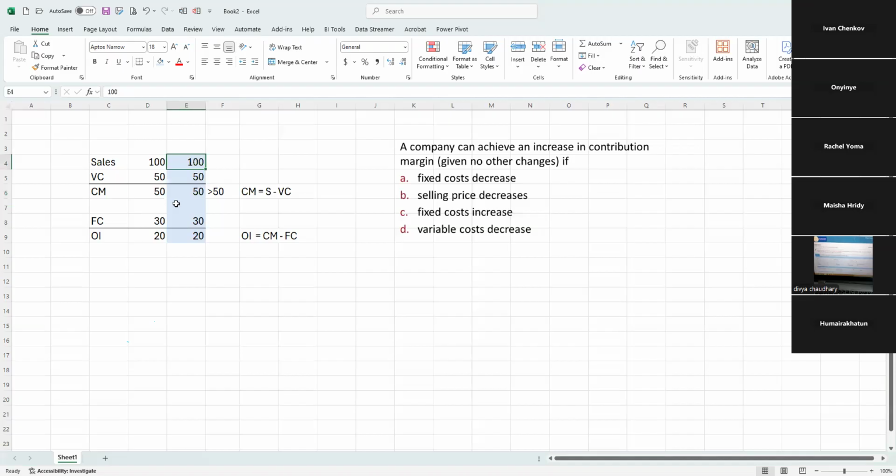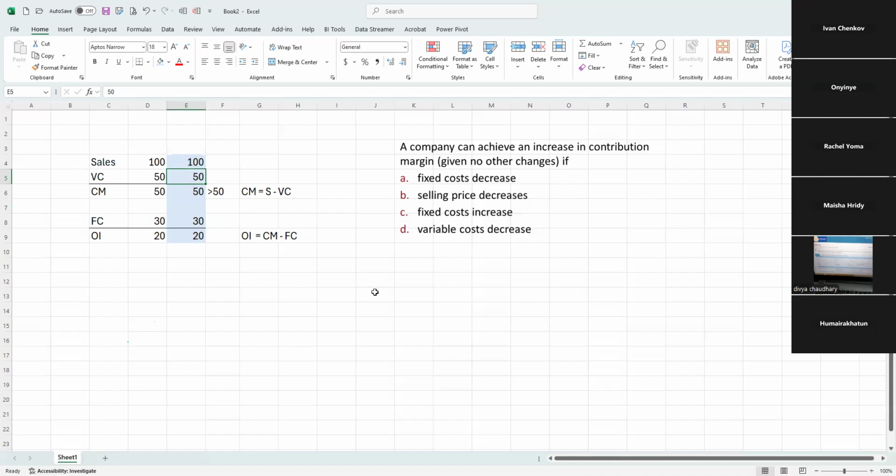So what we can say, how the sales affect the contribution margin? In direct proportion. If sales go up, contribution margin goes up. How about the variable cost? Indirect, or the opposite proportion. If the variable cost goes up, contribution margin goes down. Make sense? Yes, Professor. Okay.